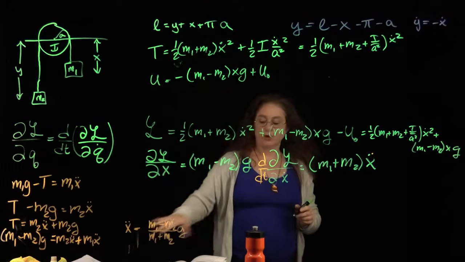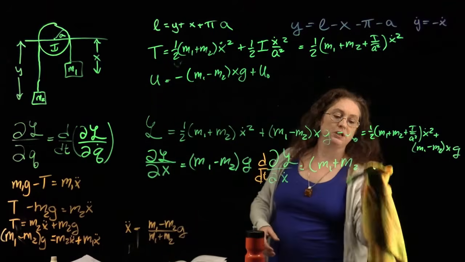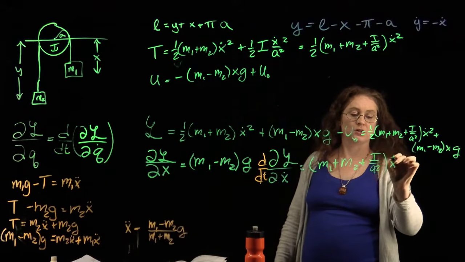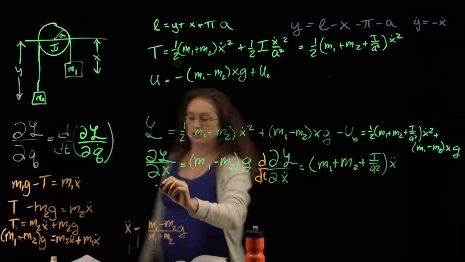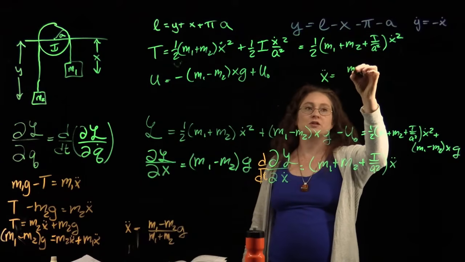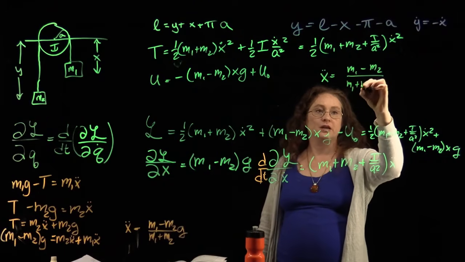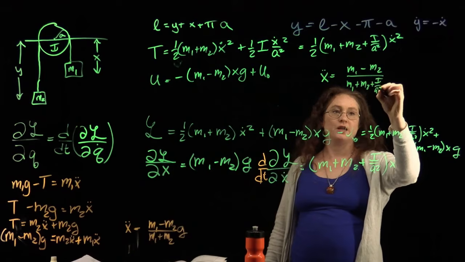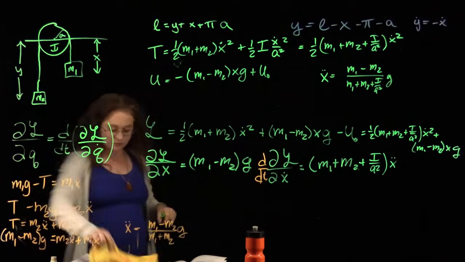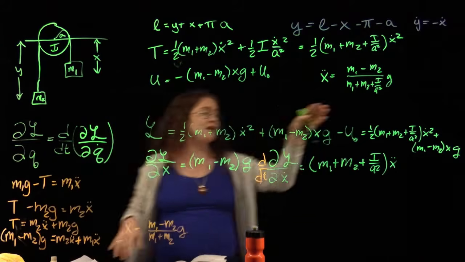Now here, the part that changes is, it doesn't change anything here. We add a plus I over a squared here. And our equation is very similar, but now we get x double dot equals m1 minus m2 over m1 plus m2 plus I over a squared times g. So the addition of a non-zero moment of inertia only made a slight change.